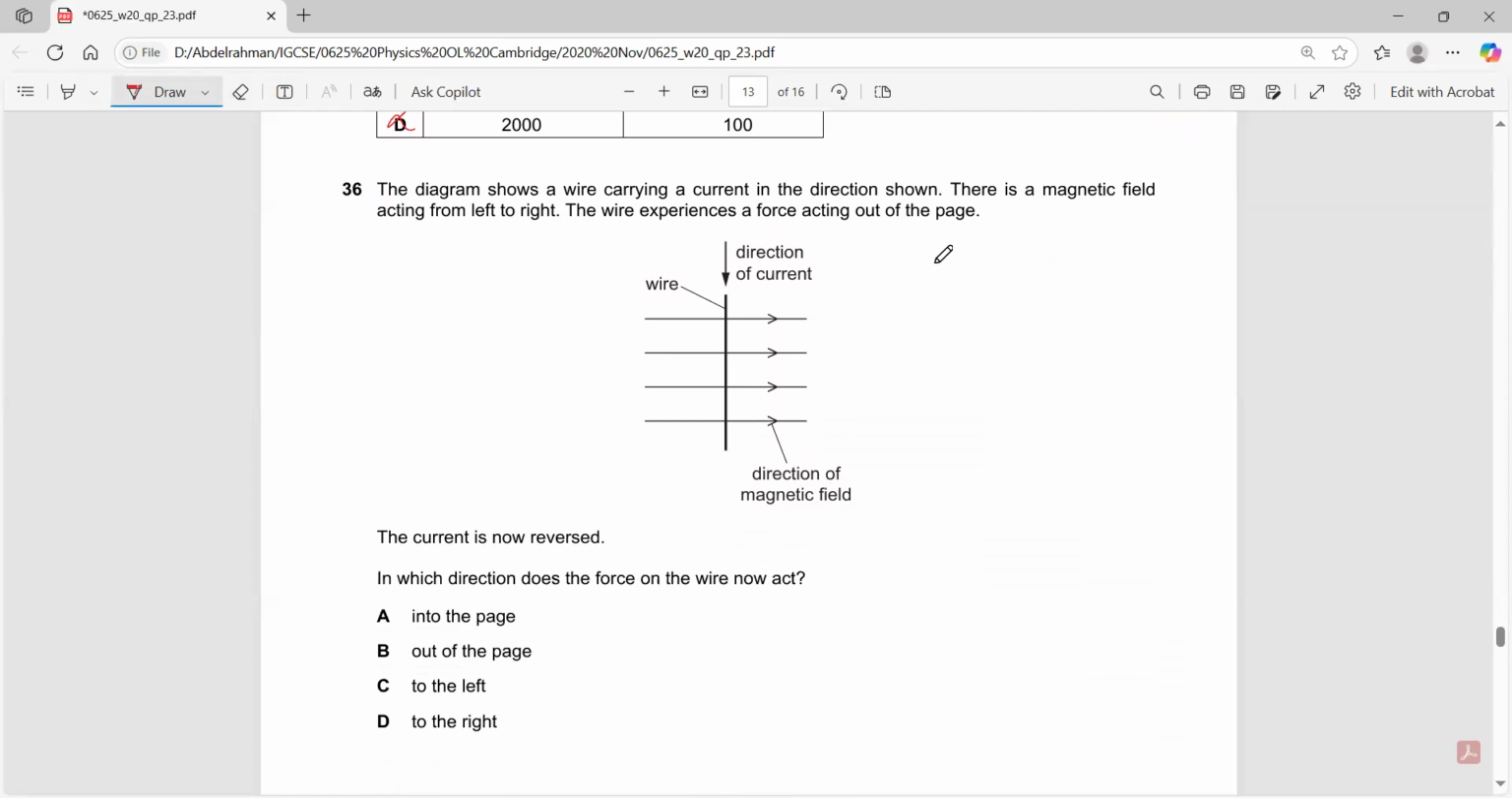The diagram shows a wire carrying current. There is a magnetic field. The wire experiences a force out of the page, right? Force out of the page. The current is now reversed. In which direction does the force now act? It would be into the page. It's that easy. Do not need to use Fleming's left-hand rule at all.